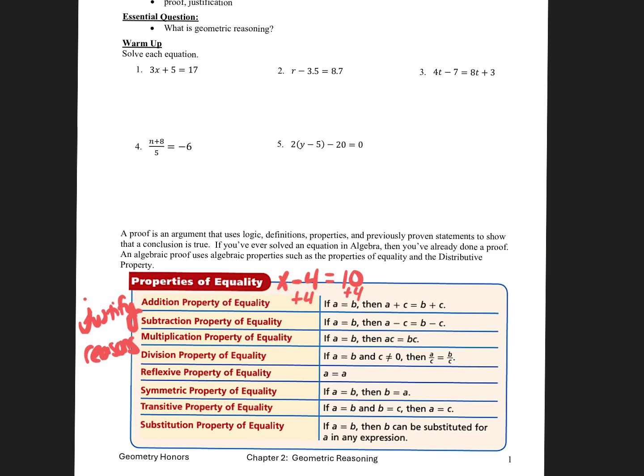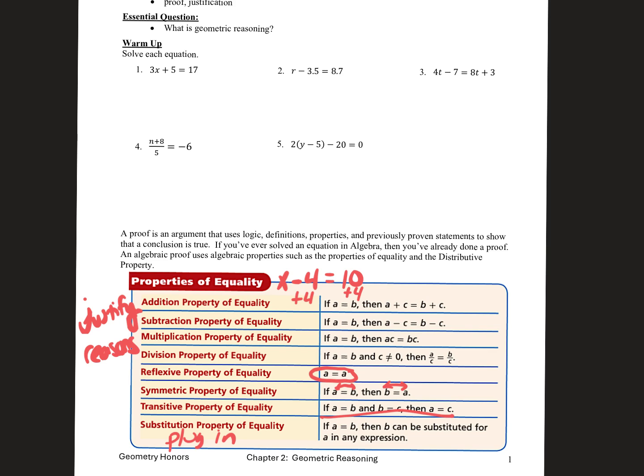The ones that are different, reflexive is literally the same thing as equal to the same thing. Seems weird, but we actually use that in geometry. For symmetric, they're like opposites. If A is B, then B is A. For transitive, it's usually an if-then statement. Like if this is happening and something else is happening, then this is true. This is the result. And substitution is what we call plugging in.